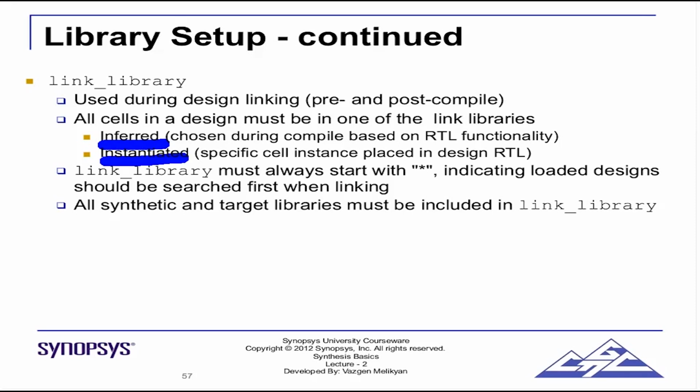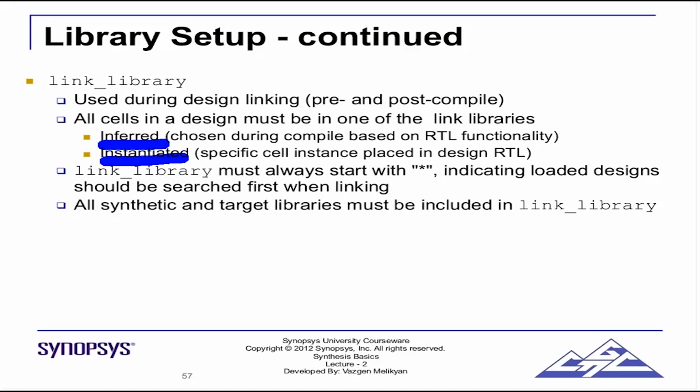So a PLL or a memory will never be part of a target library because design compiler will not use it to implement anything. However, it will be part of a link library because design compiler will use it to link. Design compiler needs to know, for a memory or a PLL, what are the pins? What are the output functions? How do I connect them? It doesn't need to know exactly what is the functionality of those complex cells like PLL or memory, but it needs to know the pins. So these are called instantiated cells, specific cell instances placed in the RTL. So these will be part of the link library.